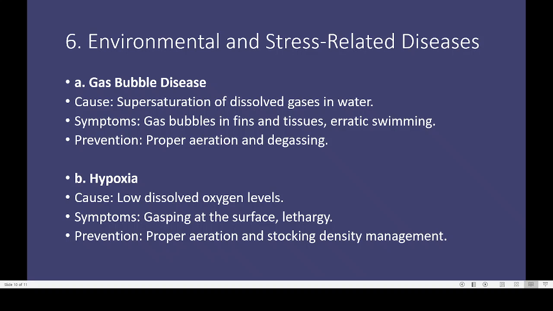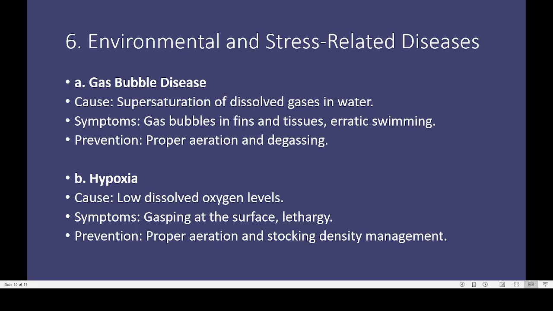So that is known as gas bubble disease, and symptoms will be the presence of gas bubbles appearing on the tissue and skin, and the swimming may not be in the proper way. So proper aeration and degassing is needed. If too much oxygen is present, we have to reduce the amount of oxygen.